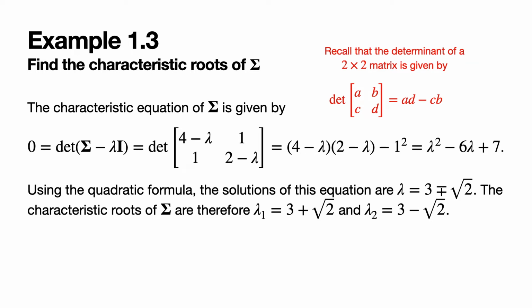Now we can solve this equation using the quadratic formula, which gives solutions to the equation as lambda equal to 3 minus square root of 2 and 3 plus square root of 2. And so the characteristic roots of cap sigma are therefore lambda 1 equal to 3 plus the square root of 2, and the second characteristic root, lambda 2, equal to 3 minus the square root of 2.